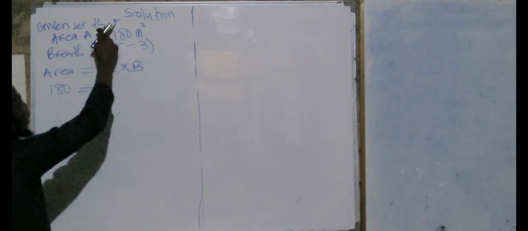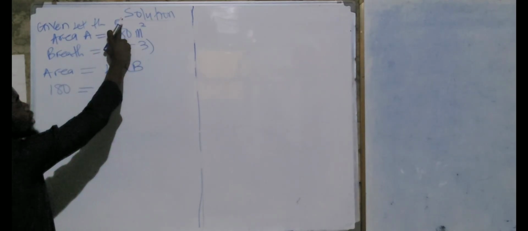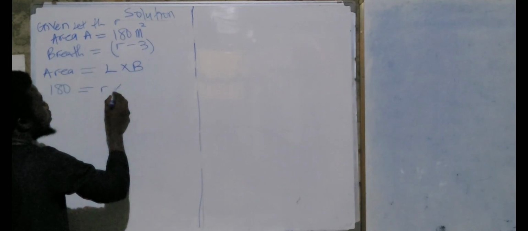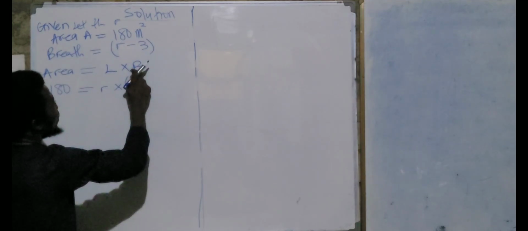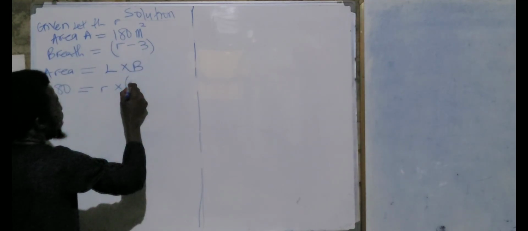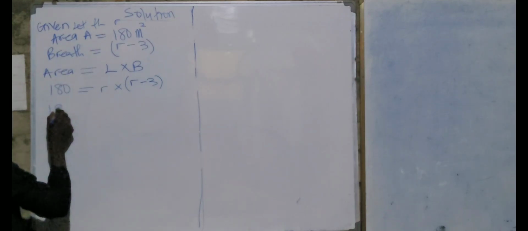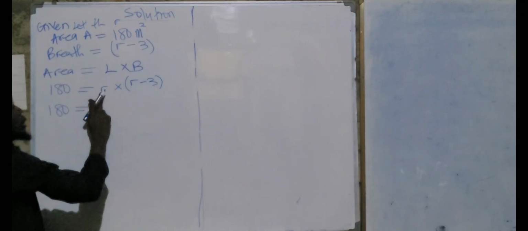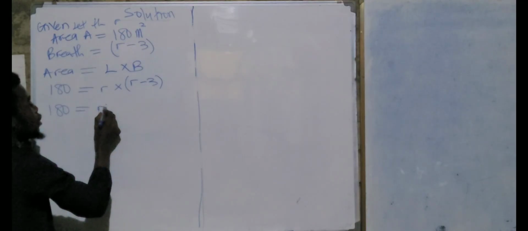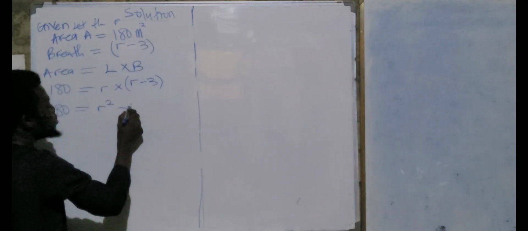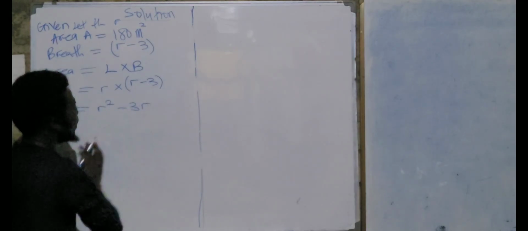length. Do you know the length here? No, but the length is equal to R. I will say area multiplied by the breadth, which is R minus 3. Are we clear here? You now have 180 equal to multiply. R times R gives you R square. R square minus R times 3, 3R.